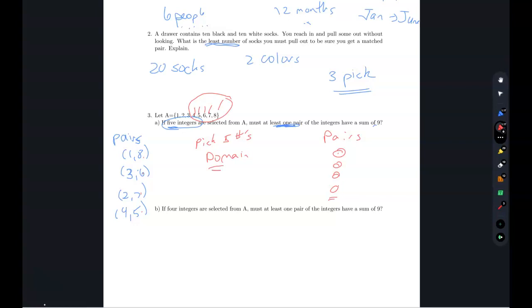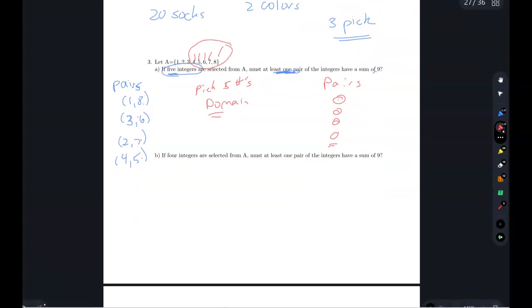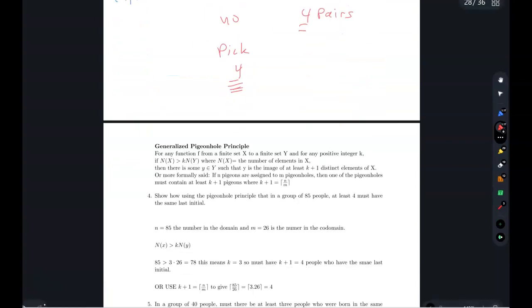So what if, taking the same question, we only pick 4 integers? So no, because if we only pick 4 numbers and there's 4 pairs, then this domain number is not larger than the codomain. So the answer is no.